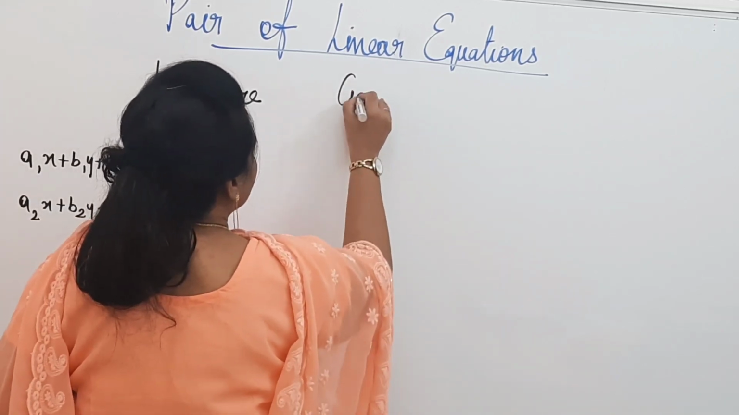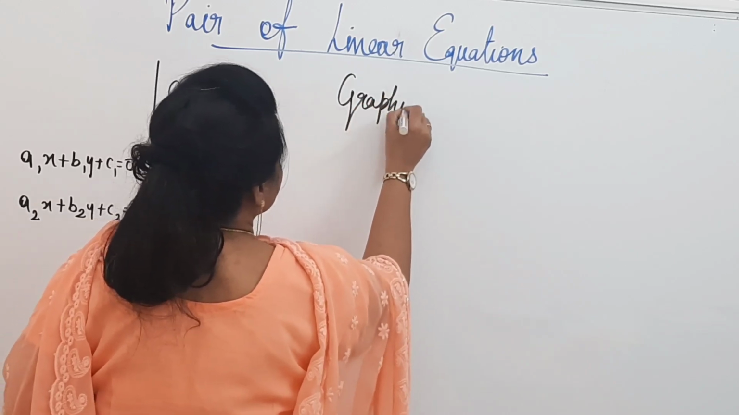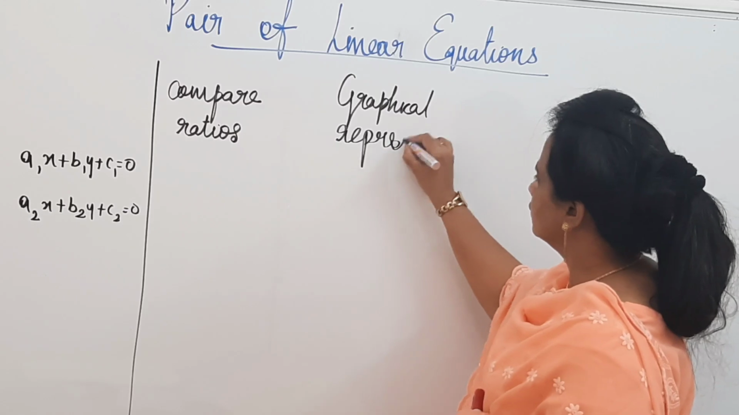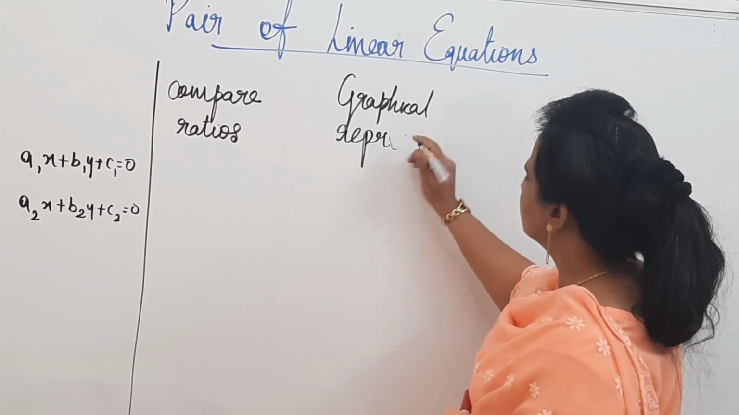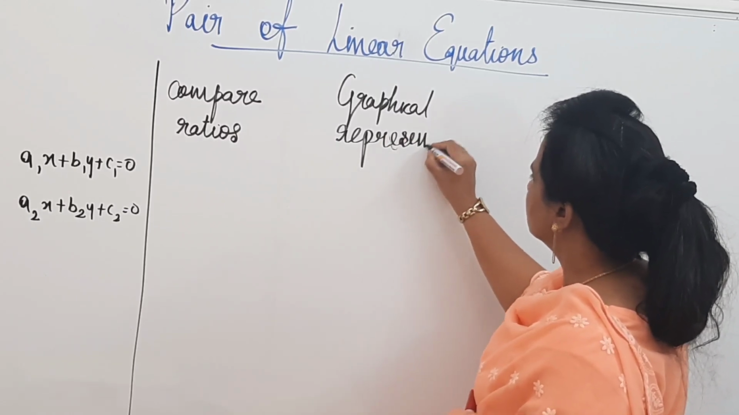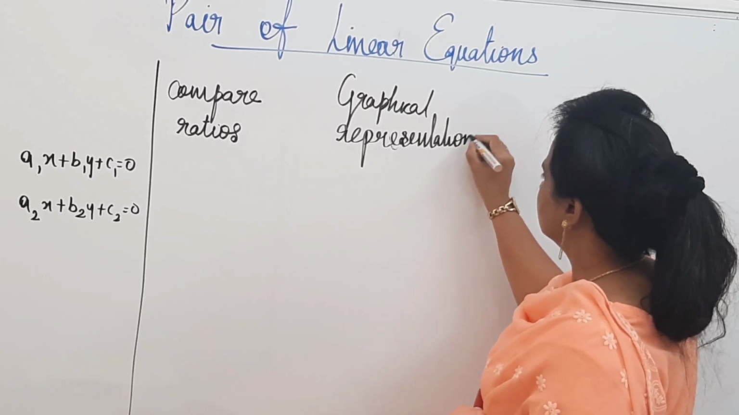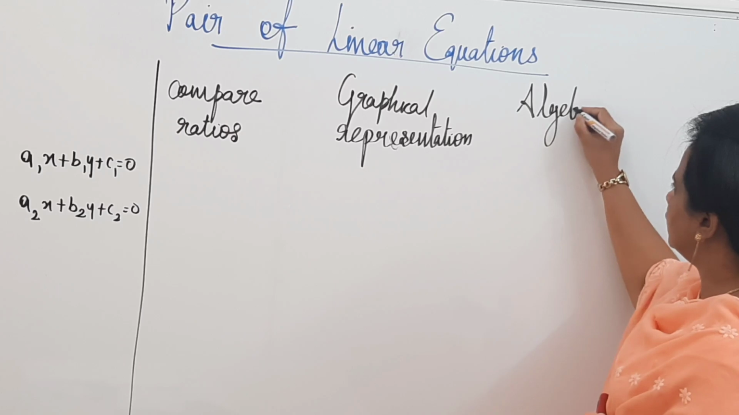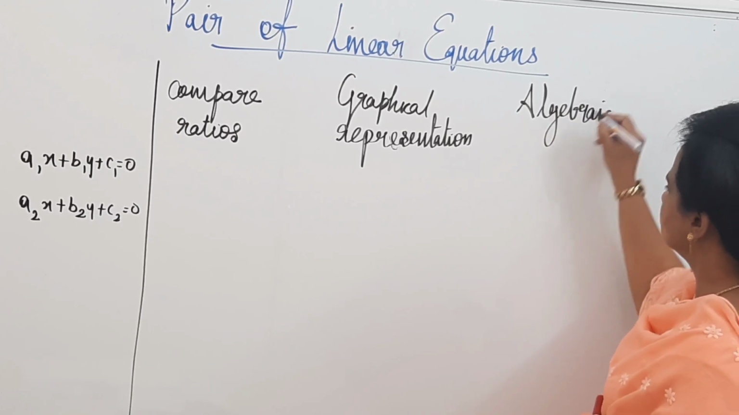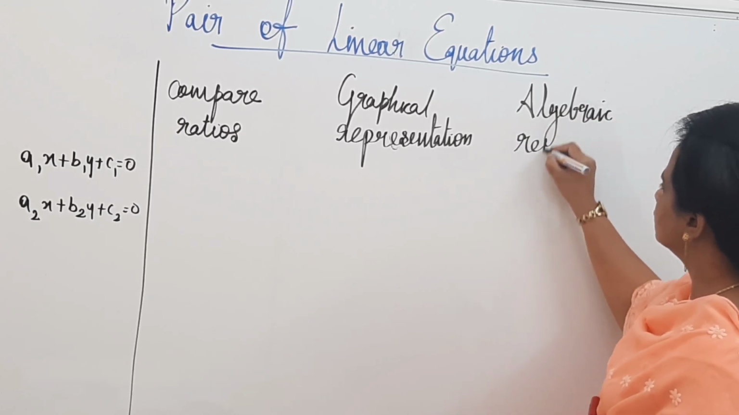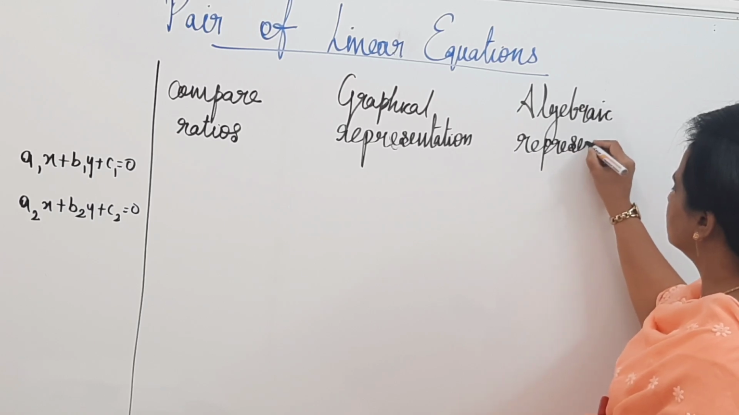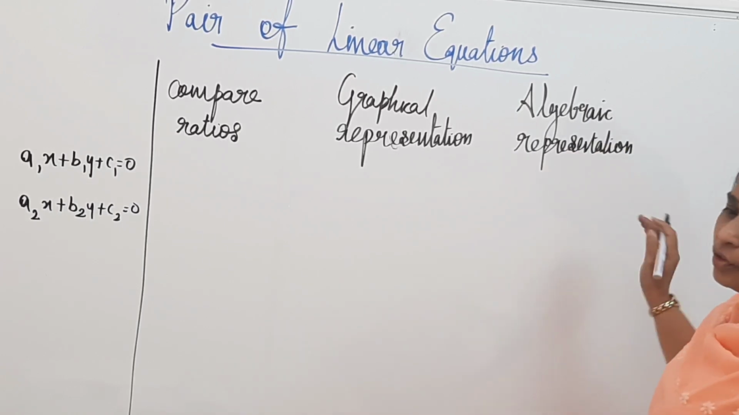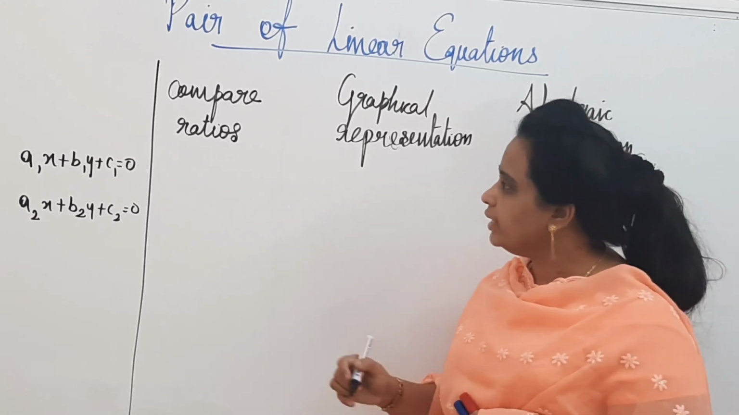Next, how the graphical representation will be. And how the algebraic expression will be. Then we conclude whether it is consistent or inconsistent.